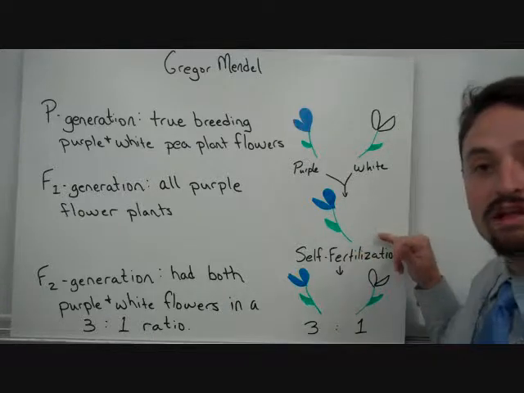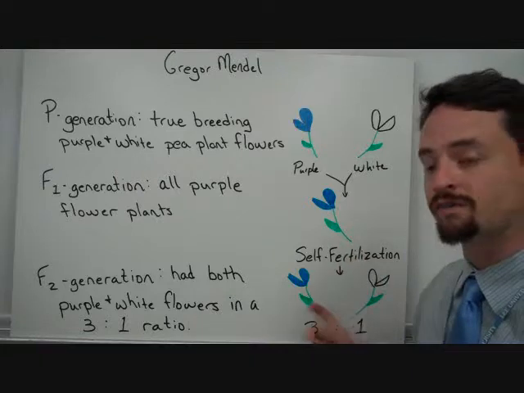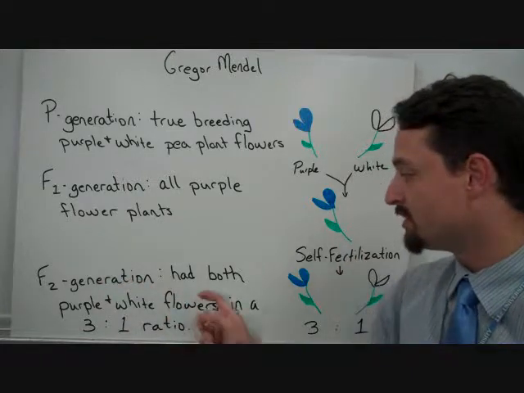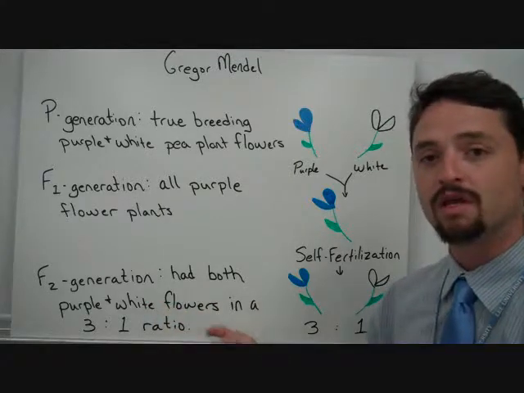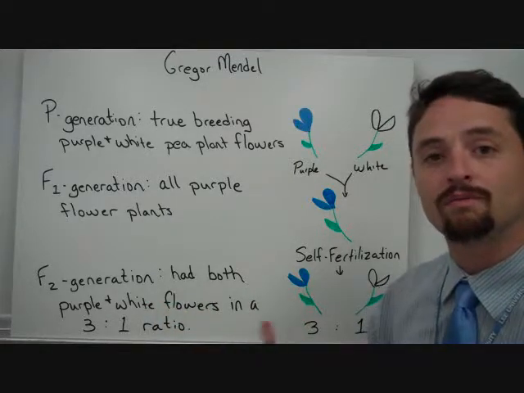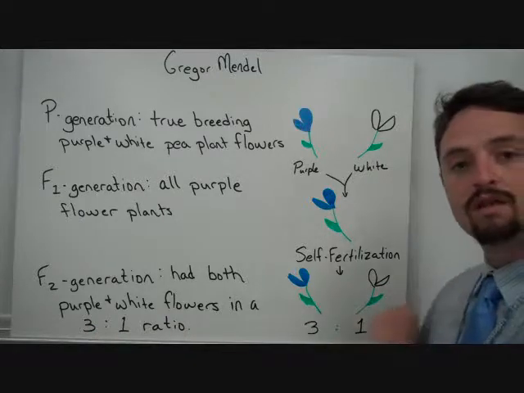Then he allowed these guys to self-fertilize or self-pollinate, and he looked at their offspring, and he called that the F2 generation. And he noticed that he once again had both the purple and the white flowers. And when he started counting these up, he ended up with a ratio of 3 to 1. 3 purple to 1 white.